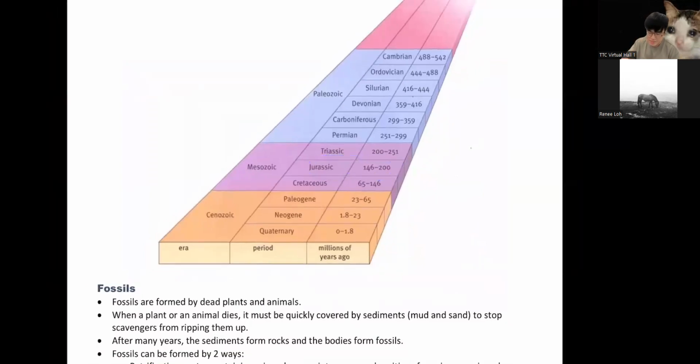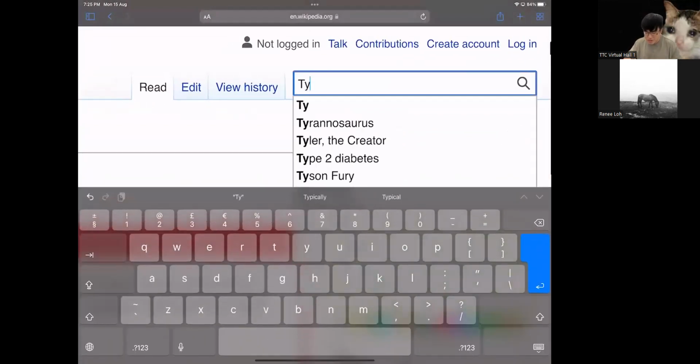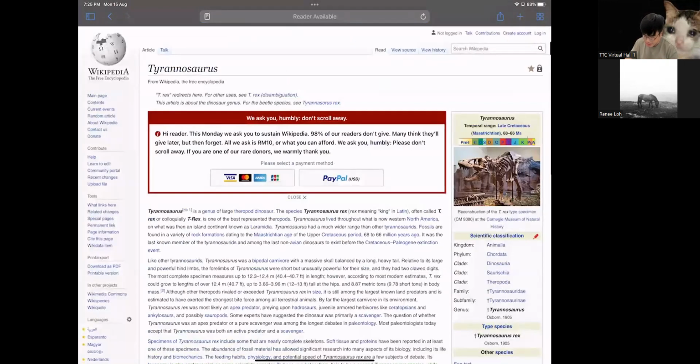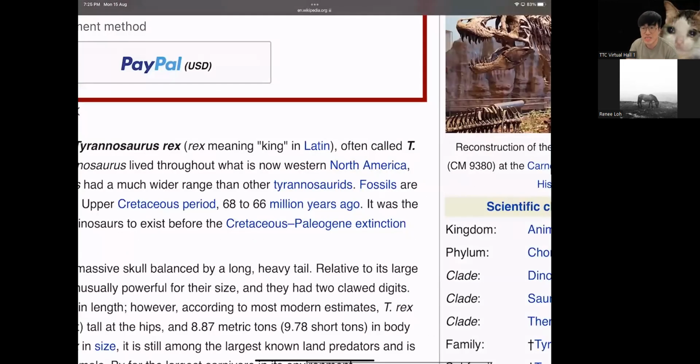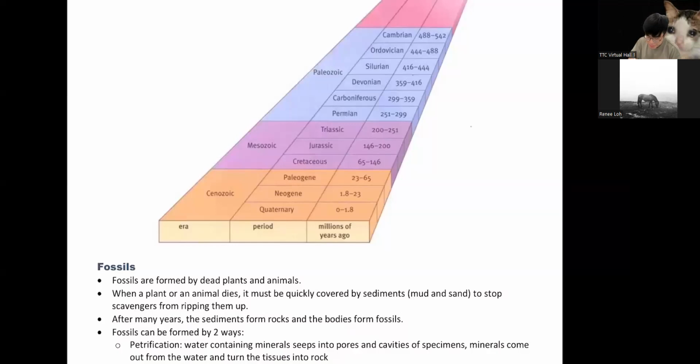But if you look at T-Rex, Tyrannosaurus, they are very different. They existed 68 to 66 million years ago. That means around here, the Cretaceous, you know? That means Stegosaurus and Tyrannosaurus existed in different eras. Many people think dinosaurs must all be the same. No, they are not the same. Stegosaurus was long extinct before Tyrannosaurus came out.